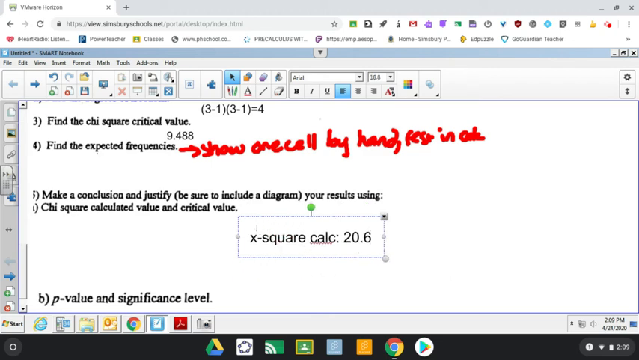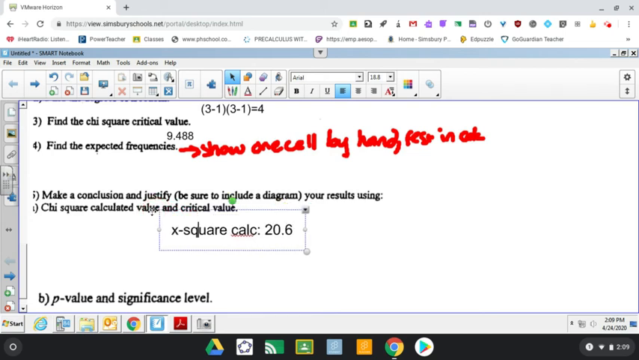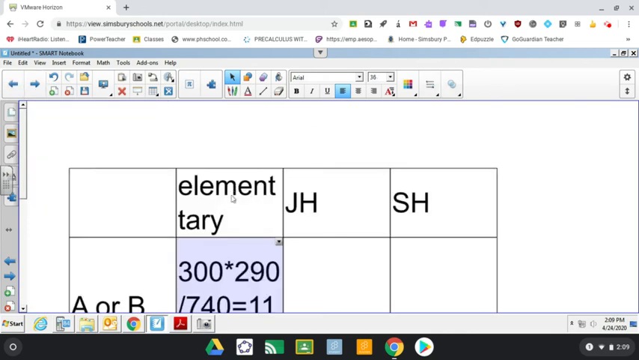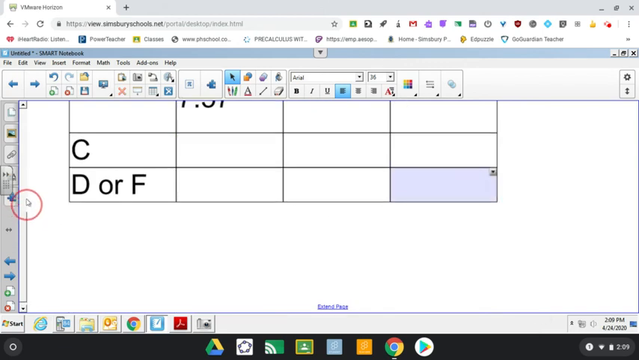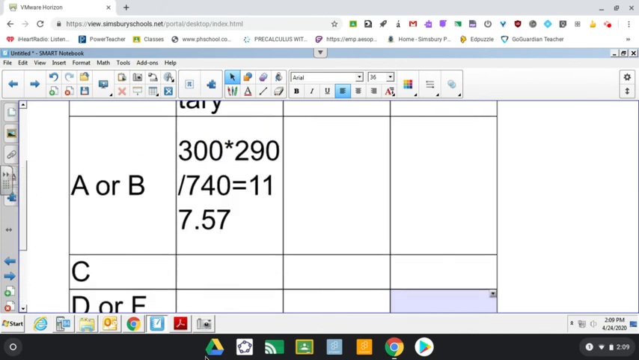Then my expected frequencies, you want to actually make the table here and we want to plug it in. So I'll actually type them in on this chart in a second. I just want the numbers. I don't even need the work anymore, which is convenient. I can do that now by just looking back in my calculator.